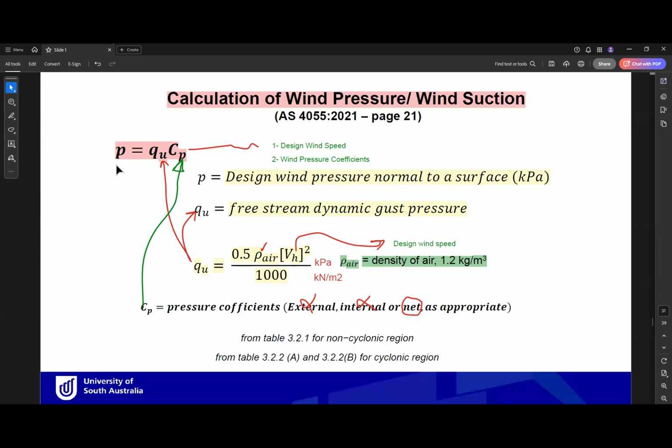Okay. Any question about that? So this is how to find the pressure. What you will do is find the design wind speed as we mentioned, find the pressure coefficients as we mentioned, substitute the speed in this formula to find q_u, then multiply q_u times C_p to find p.